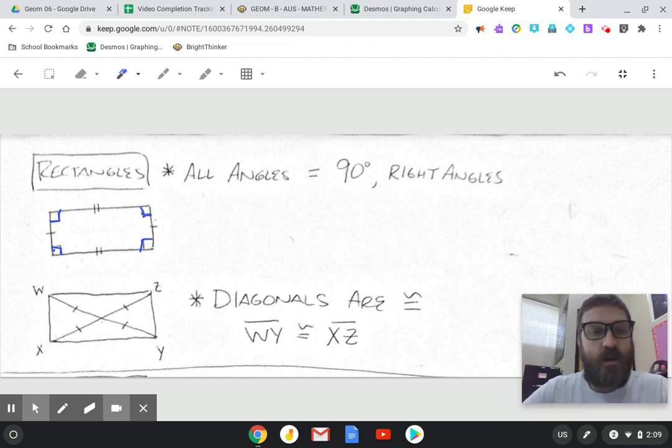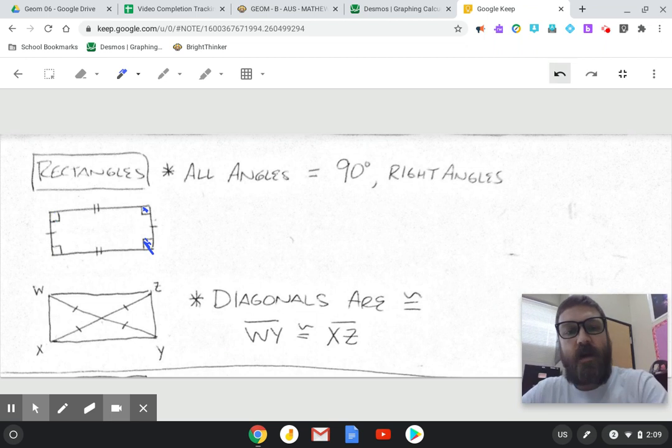Obviously, all of the characteristics of a parallelogram are still true. So in a rectangle, opposite sides are parallel. Opposite sides are congruent. You can see that here and here. Opposite angles are congruent. Even consecutive angles are supplementary because 90 plus 90 is equal to 180. But what makes them unique is they have 90-degree angles in every single corner. And so that's your key piece of information for that characteristic.